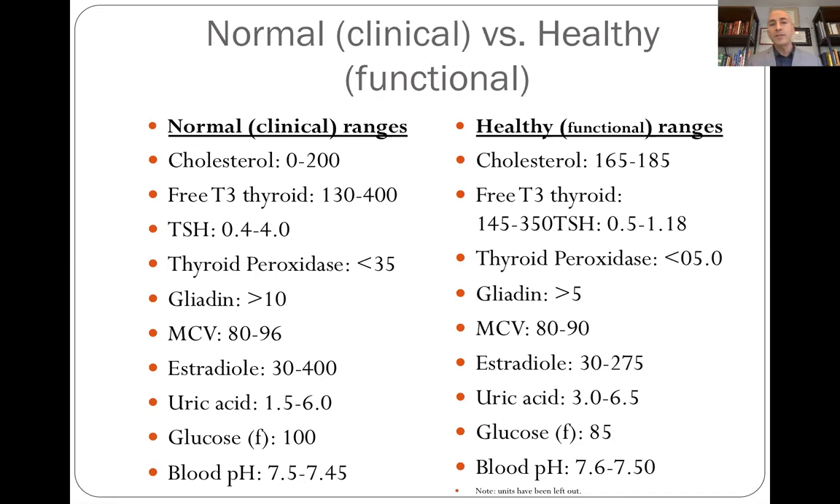So if cholesterol ranges are 0 to 200, now slide your eyes over to the right side, but healthy ranges are between 165 and 185. So that is a tighter, more optimally placed range based on science. But if your doctor says to you, well, your cholesterol is 190 or 195 or 199, they're going to tell you that's normal. But all of those values would be abnormal compared to healthy.